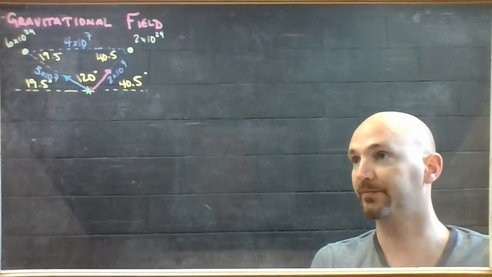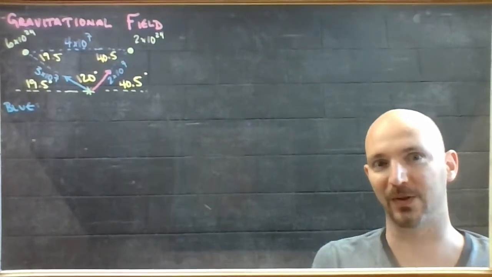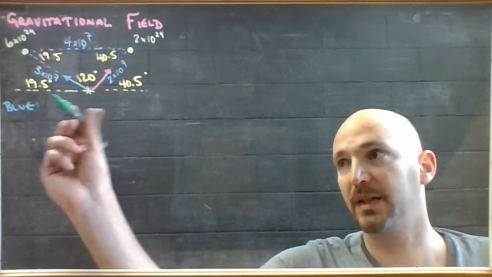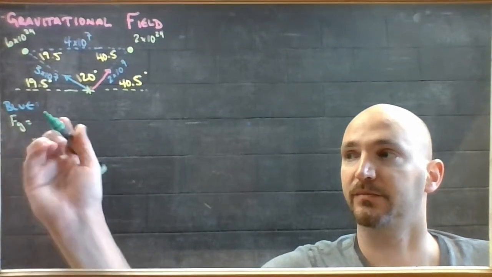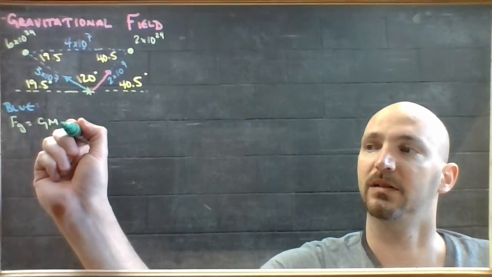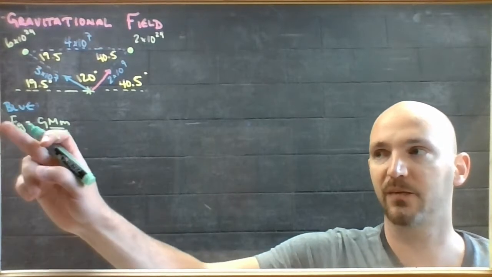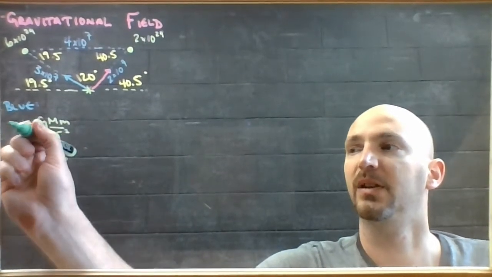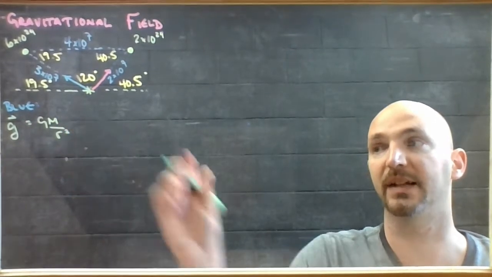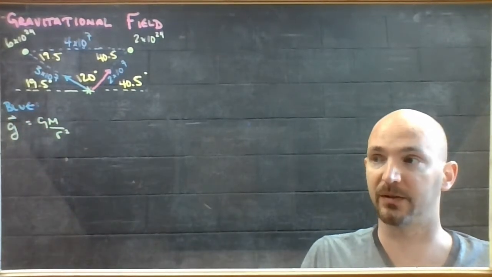So the blue one. Blue. As if you couldn't tell that was blue. The force pulling me that way, the force of gravity, is Gm over r squared. But this is why we're going to use field. Instead of saying the force of gravity, I'm going to use the gravitational field. And that allows me to just dump this m, and then I don't have to worry about it. So little g with an arrow on top for gravitational field.